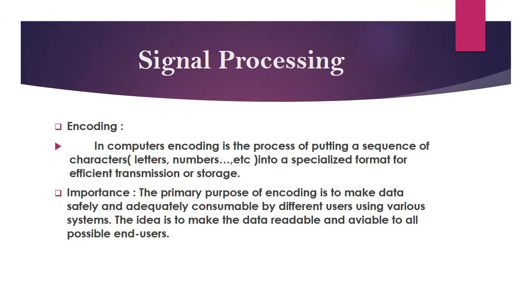Signal processing. How signal processing works. Encoding. In computers, encoding is the process of putting a sequence of characters that includes letters, numbers, etc. into a specialized format for efficient transmission or storage. Importance of encoding. The primary purpose of encoding is to make data safely and adequately consumable by different users using various systems. The idea is to make the data readable and available to all possible end users.